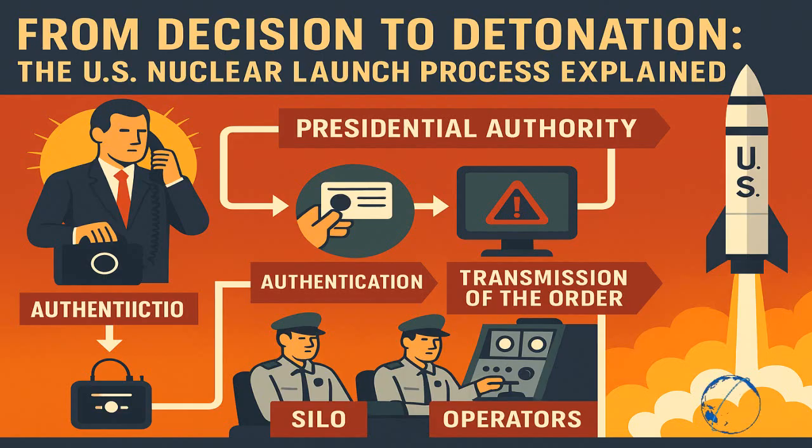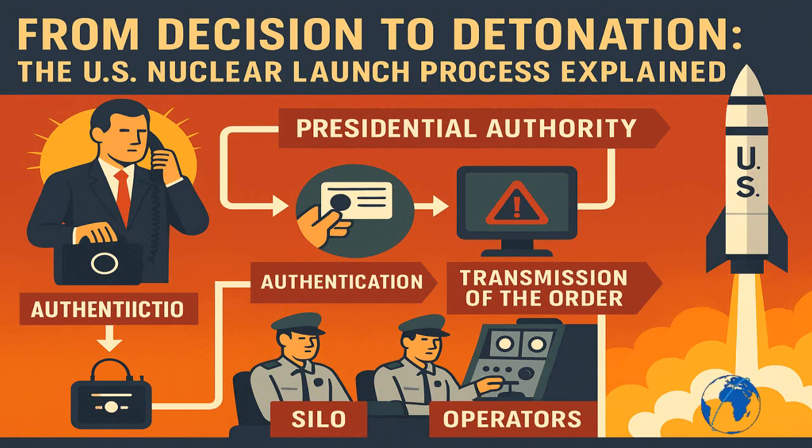Before an order is carried out, the President must prove his identity through a strict authentication process. Using the biscuit, the President reads a unique code over a secure communications line to the National Military Command Center at the Pentagon, or one of its alternates, such as Site R, or the Strategic Command Global Operations Center in Nebraska. This code must match up with a known sequence maintained by military officials to ensure that the order is genuine and not issued under duress or from an unauthorized actor.